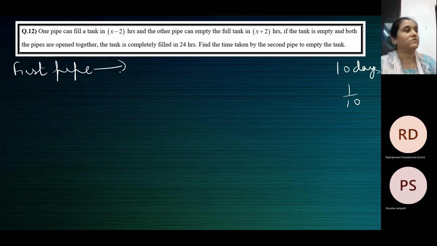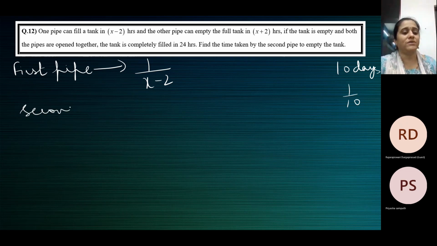Okay, the first pipe, the emptying pipe, is closed. Only the first pipe, the filling pipe, is open. The tank is empty. Then the first pipe can fill the empty tank in X minus 2 hours, which means the reciprocal of that, 1 by X minus 2, is the fraction of the work completed by the first pipe in 1 hour.